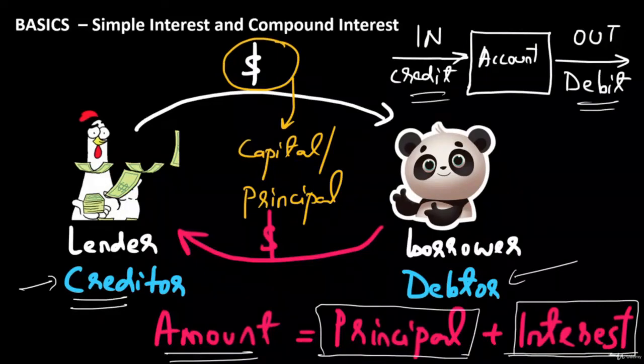All right, so quick revision. We have learned that the creditor is the lender, the debtor is the borrower, and the amount is called the principal or capital, which is the initial amount that's being lent. All right, and the final amount which has to be repaid is the initial amount plus the interest that's being charged. All right, let's now go ahead and understand what we mean with simple interest.